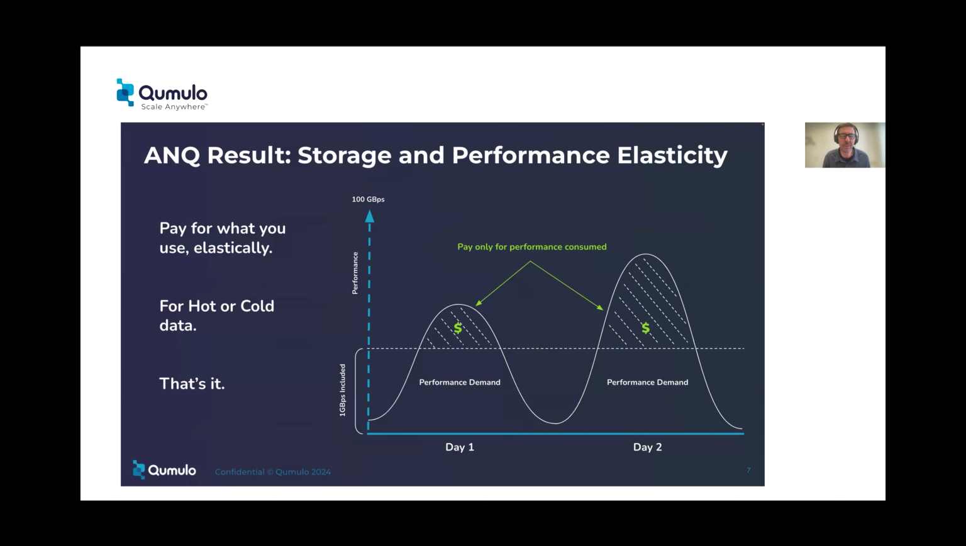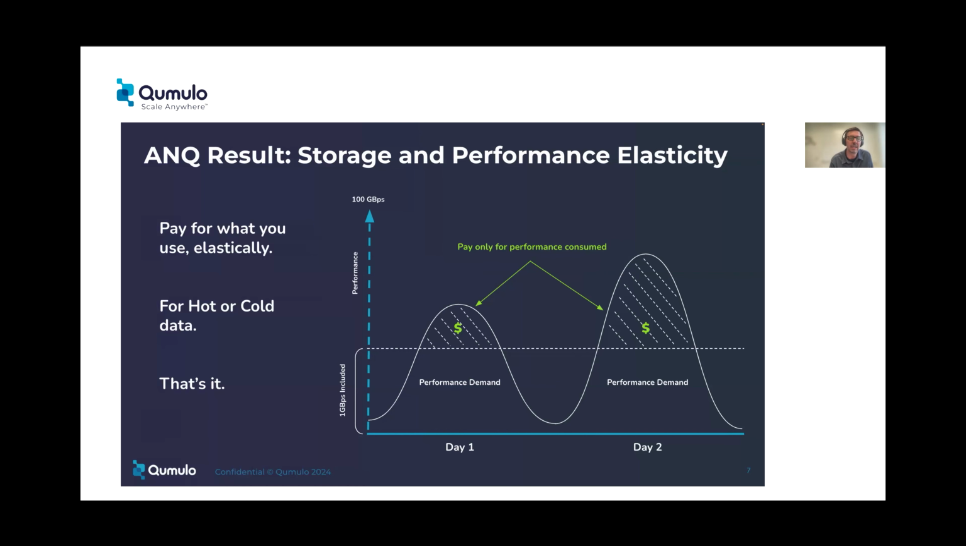And then we have the modern approach to file storage in the cloud. This is a representation of what we built. So Azure Native Qumulo gives you storage and performance, and both of those dimensions you can scale elastically. So with these demand curves that you see here on day 1 and day 2, if you're bursting in capacity, or rather in performance, going above a certain threshold, in this case 1 gigabyte per second, which is the throughput that we provision and include with the service, if you want to burst above that, that's totally fine.